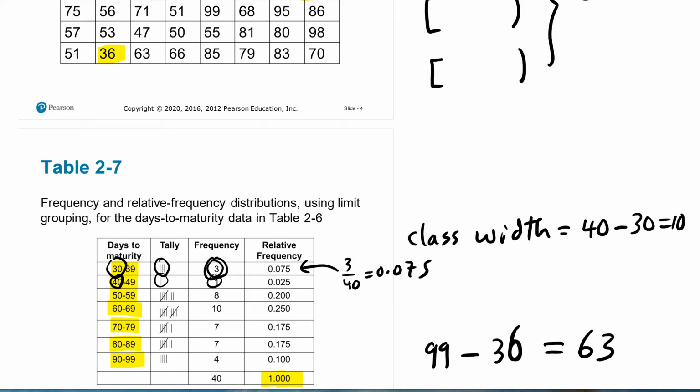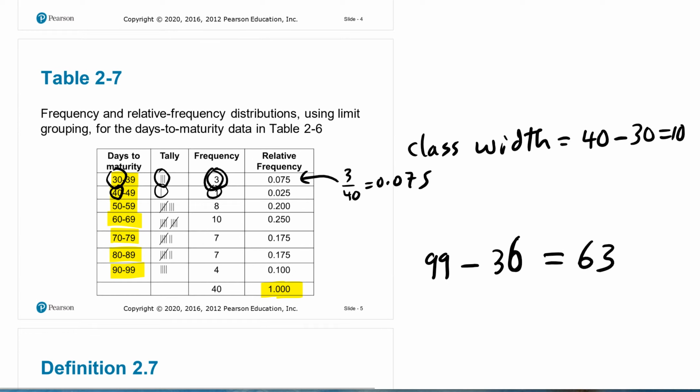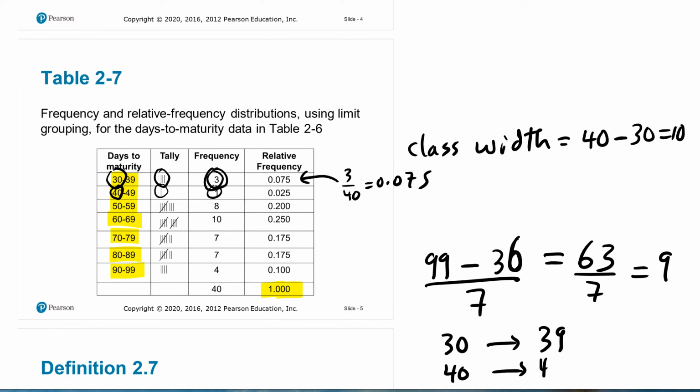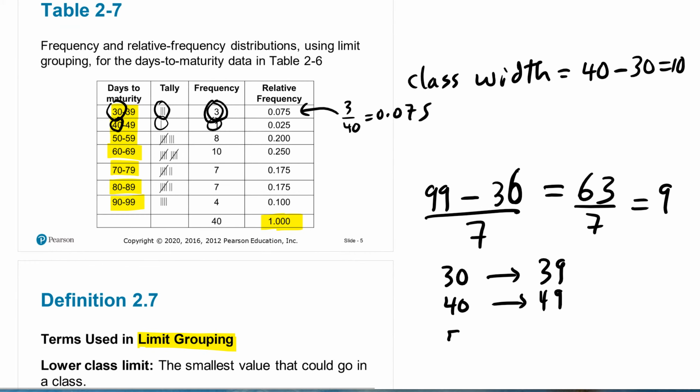And now you decide on how many classes you'd like to have. Here they decide to have 7 classes. So this means you take this divided by 7, and that's 9. And that's where, when they started with 30, they went 9 steps up, so they got to 39. So they went from 30, 9 steps, 39. Then 40, 9 steps, 49. 50, 9 steps, 59, and so on and so forth. That's where that came from.